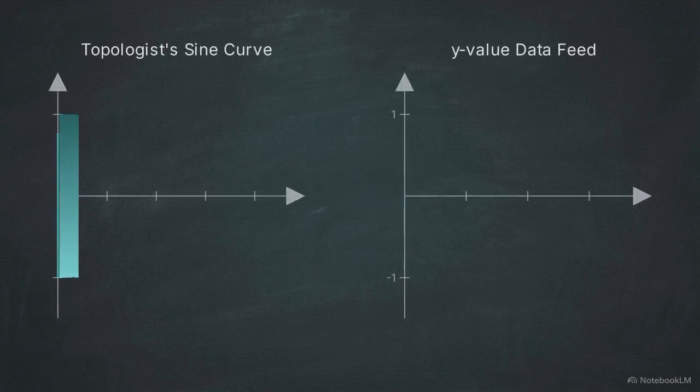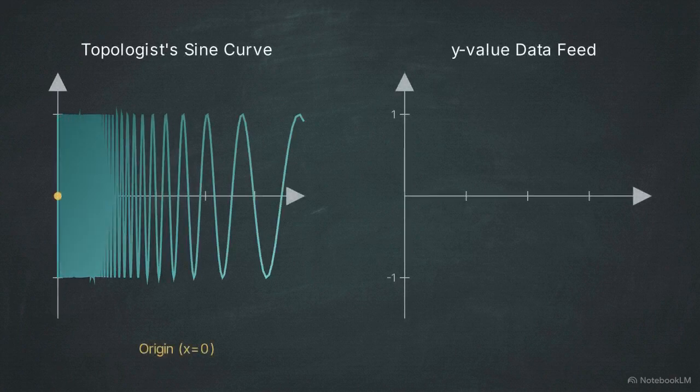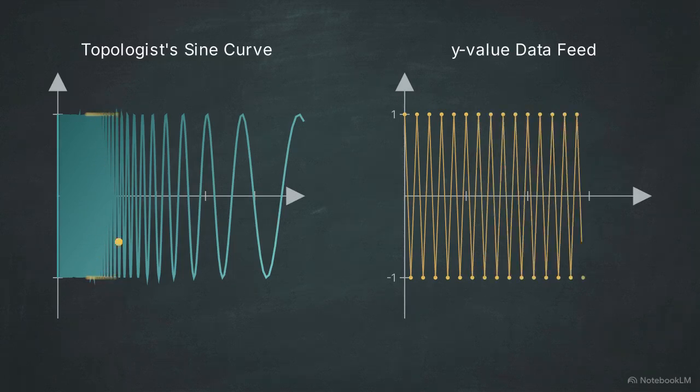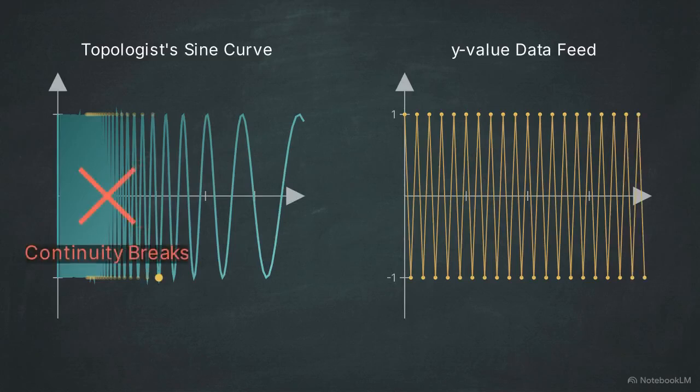Now we test the path. We attempt to draw a continuous route starting exactly at the origin, moving off the vertical segment and on to the oscillating curve. For a mathematical path to be continuous, the sequence of points it traces must eventually converge onto a single definable limit. But as our path attempts to leave the origin, it encounters the infinite oscillation of the sine curve. The y values violently alternate between 1 and -1. The sequence never settles. It never converges. The continuity of the path simply breaks.